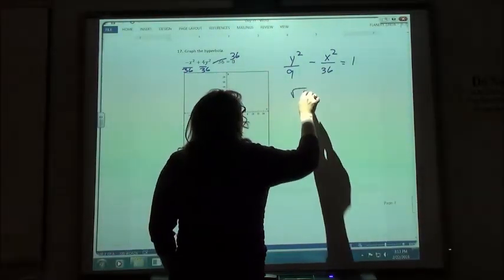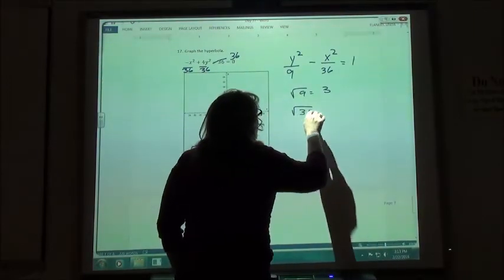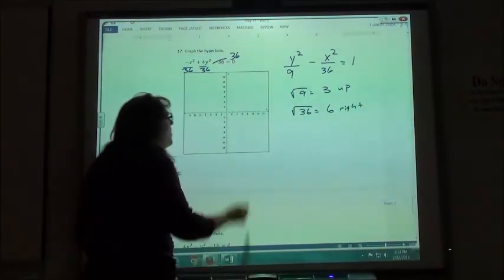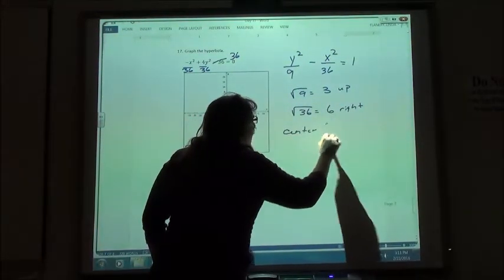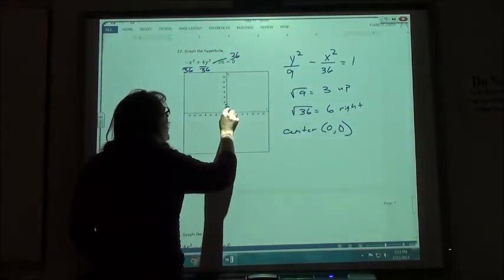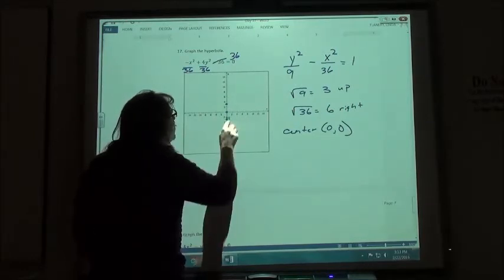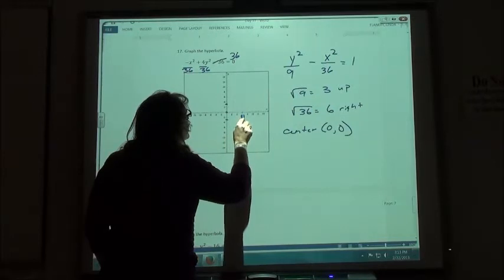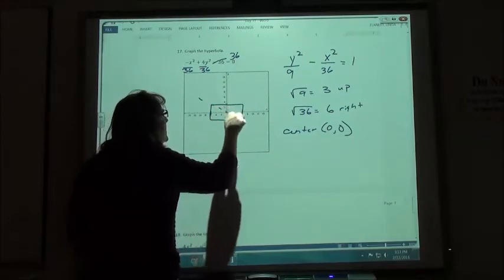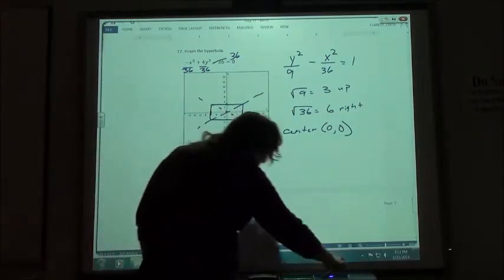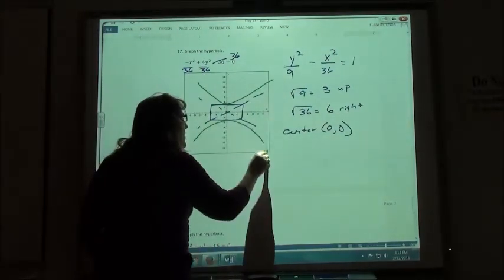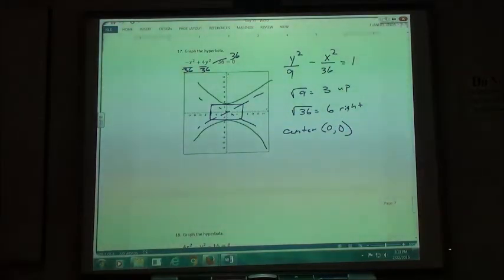So square root of 9 is 3. The square root of 36 is 6. We're going to go up and down first. And so my center, again, is at the origin, 0, 0. I'm going to go 3 up. 1, 2, 3 up. 3 and 6 to the right. 1, 2, 3, 4, 5, 6. Which is going to make my rectangle look something sort of like this. And my hyperbola should be opening up and down, since my y squared was positive, and it's going to look something sort of like that.